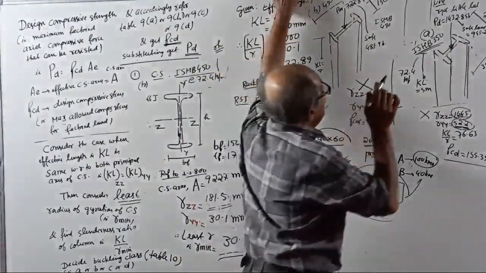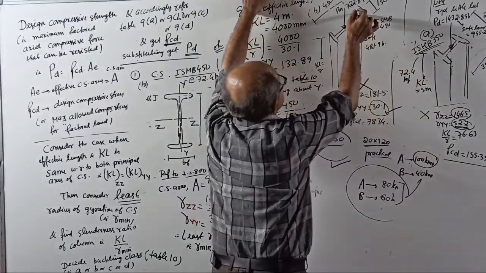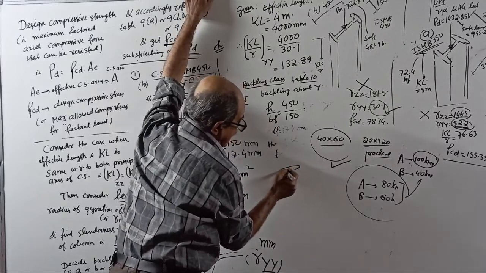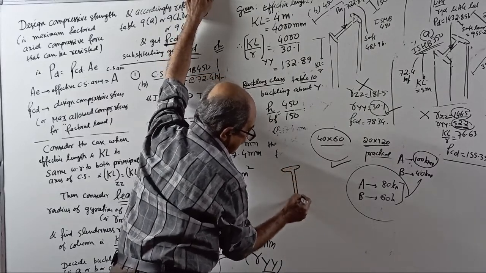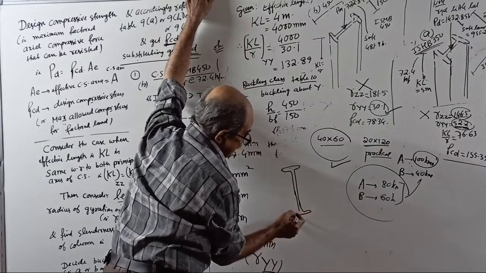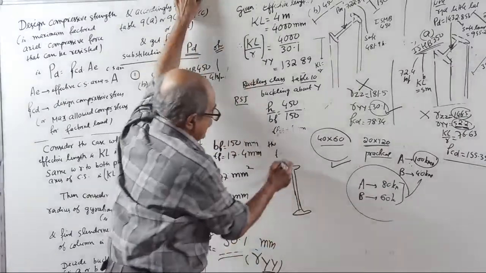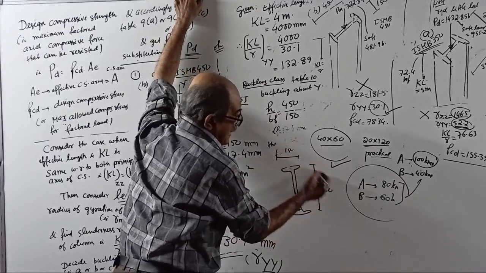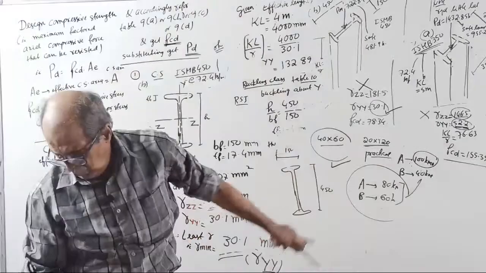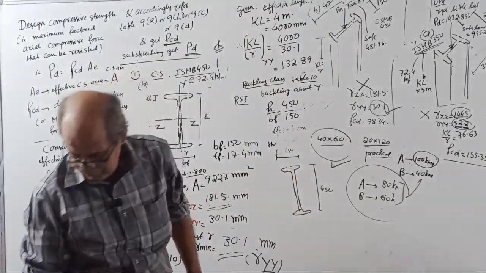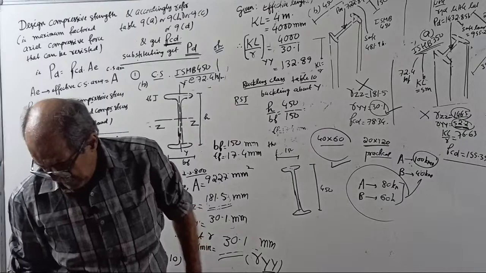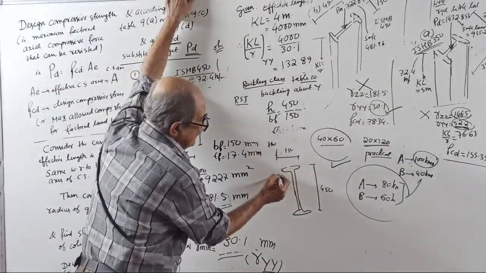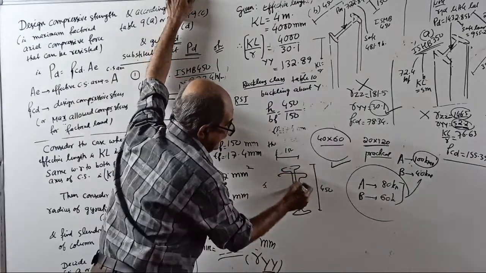So what they made is, this ISMB 450 section is like this. Tell me, stronger or weaker? Width is 150, depth is 450. Is this good or bad? ISMB 450, for a column, good or bad? Bad. This is bad.